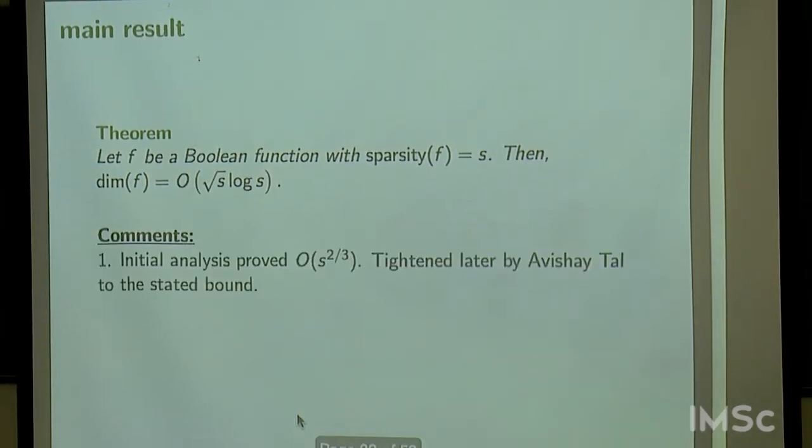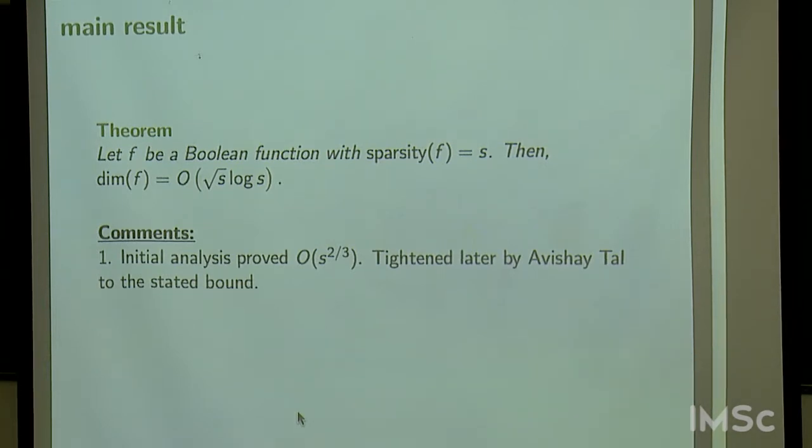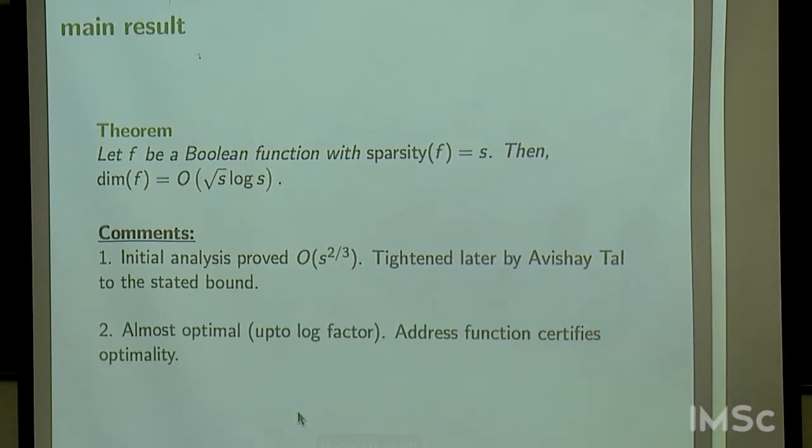There are a couple of comments here. The initial analysis proved order of s to the 2/3. Later Avishai Tal, who is a PhD student at Weizmann, observed that the analysis can be tightened to square root of s log s. And in the light of the address function that we saw before, it is optimal up to the log factor, because there is a function for which the dimension is omega of square root of s.